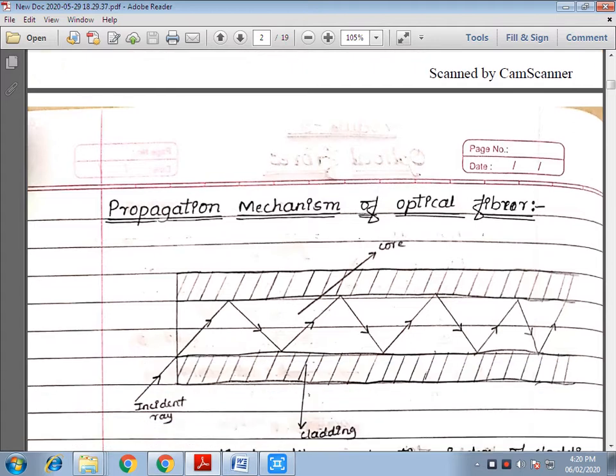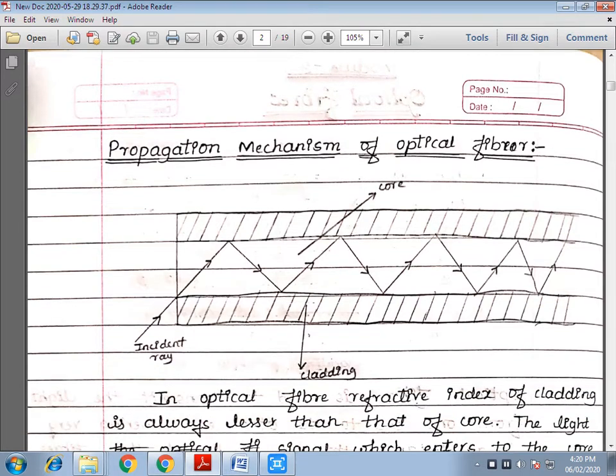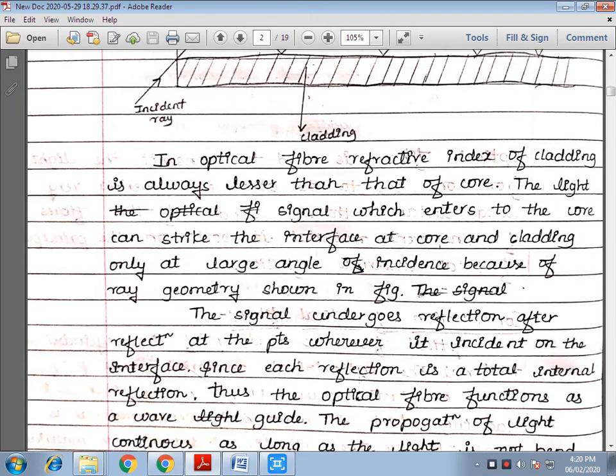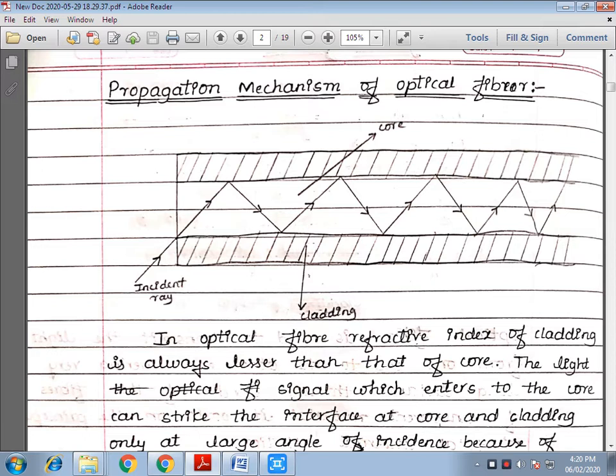Propagation mechanism of optical fiber. Light propagates through the optical fiber by the phenomenon of total internal reflection, as shown in the diagram. The incident ray is incident on the core part and is reflected back into the core. It is a continuous process, and the light does not emerge out of the optical fiber until it reaches the other end. At any instant of time it will be in the core part. The reflected light undergoes total internal reflections throughout the length of the optical fiber and reaches the other end.